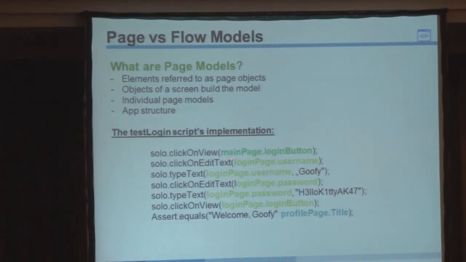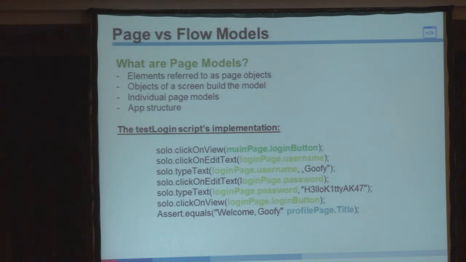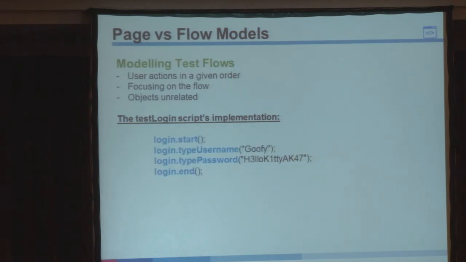So this is how it's going to look. You have the main page. You are going to use only the login button. Then on the login page, you're going to use the username. You're clicking on it, typing your name, Goofy, then clicking on the password, typing your Hello Kitty AK47 password, then login and check whether you landed on the page you had to. So this is how the page model looks.